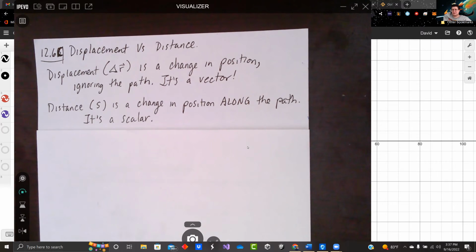Here we're going to discuss displacement versus distance. Displacement is a change in the r vector. It's a change in position, ignoring the path. It's a vector. We're going from r1 to r2. Distance along the curve, however, is s. It's a change of position along the path, and it's a scalar. It's a magnitude. It's got a value.